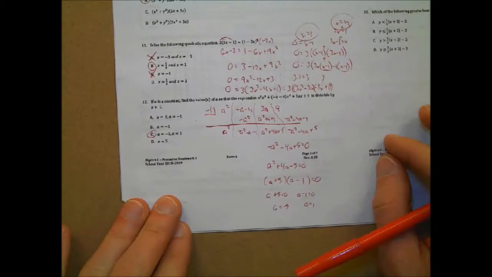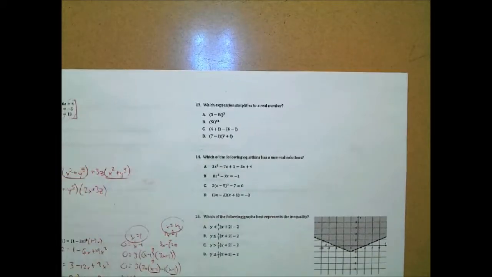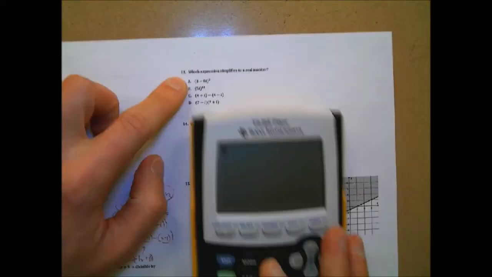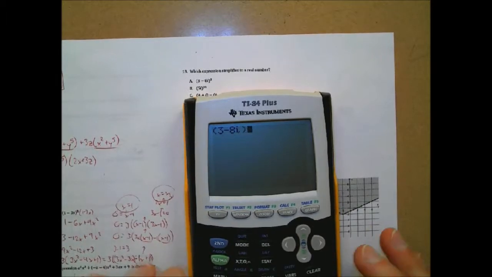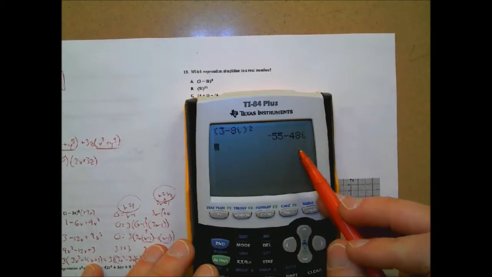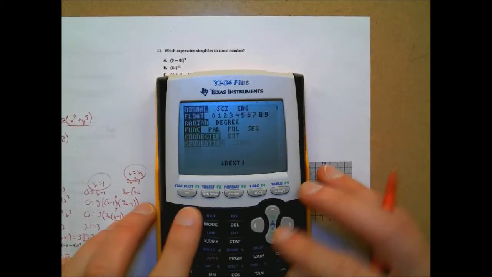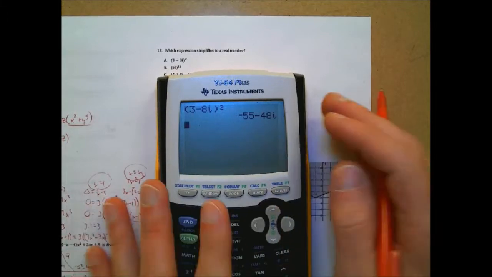Okay. Number 13. What simplifies to a real number? Okay. Option 1 is you could multiply all these out and actually simplify them yourself. But option 2 is you can type these in your calculator. Remember, 3 minus 8i squared. And you can see imaginary answer there. So not real because it's got an i.